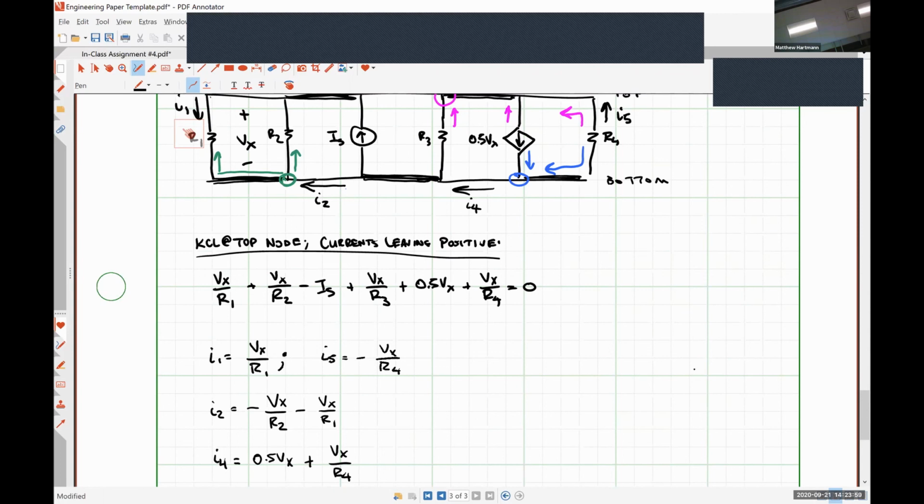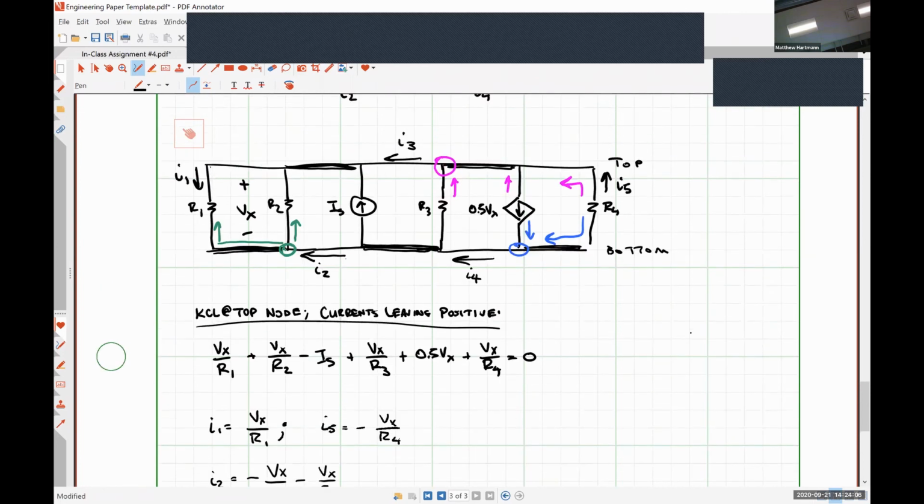Mm-hmm. You chose the opposite direction for what current? Okay. So you chose entering the top node to be positive. So, but did you choose your resistor currents as all down or all up, or what did you do?